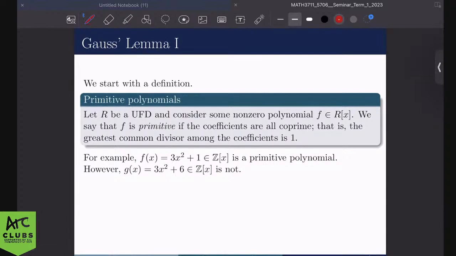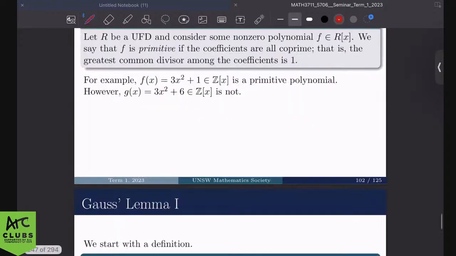So these two examples, 3x squared plus 6 is not primitive because the greatest common divisor is equal to 3. Okay.